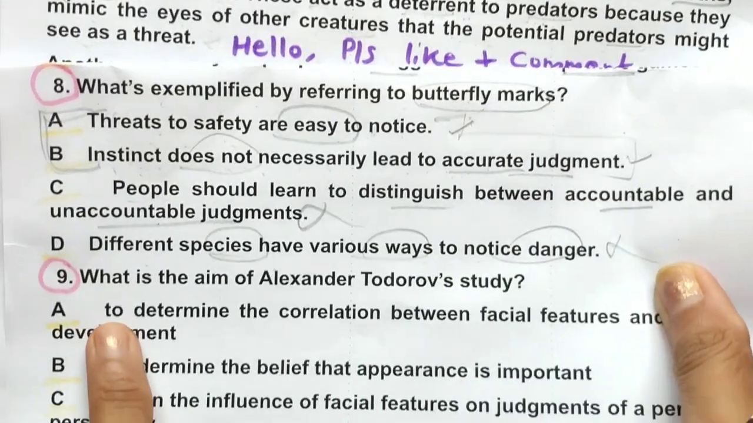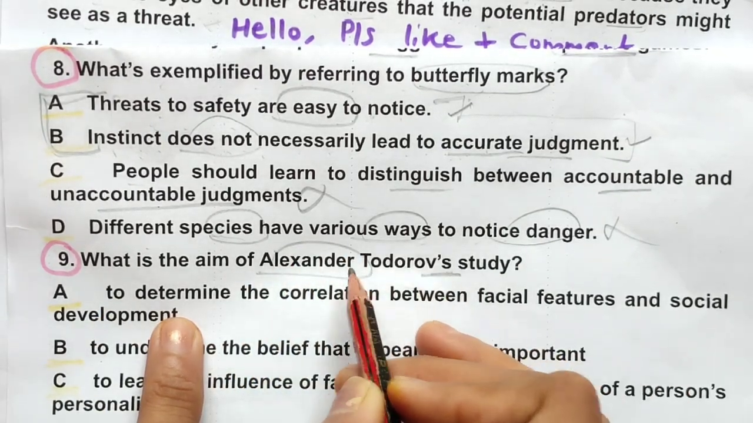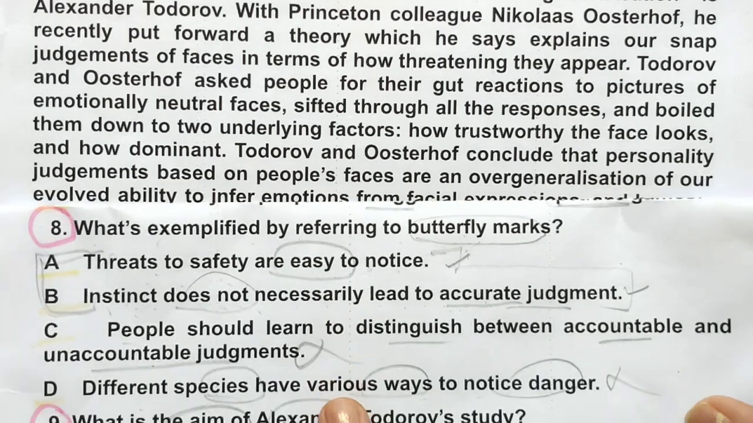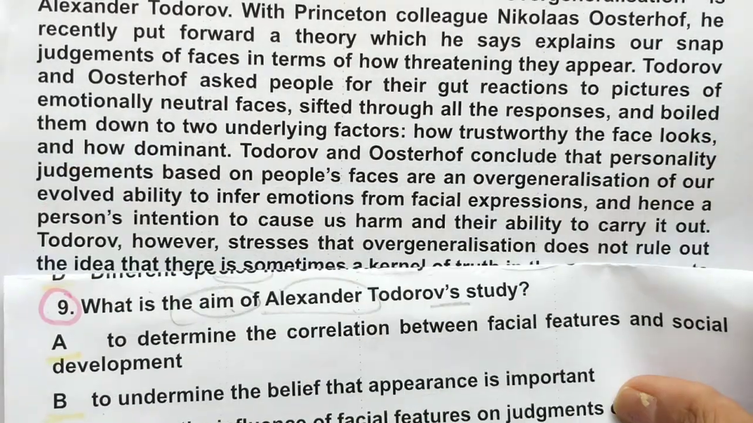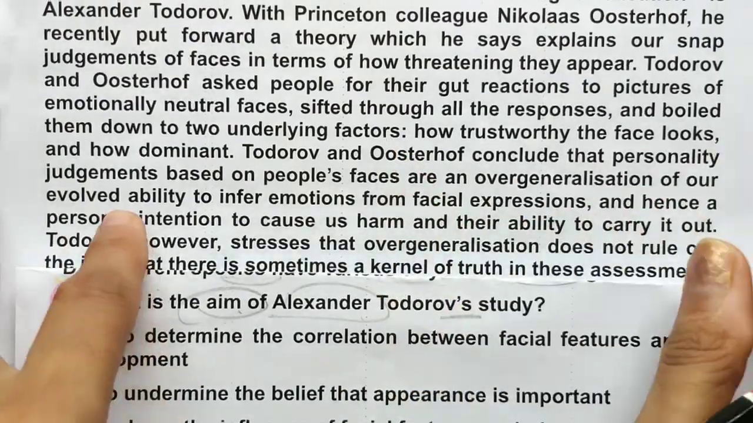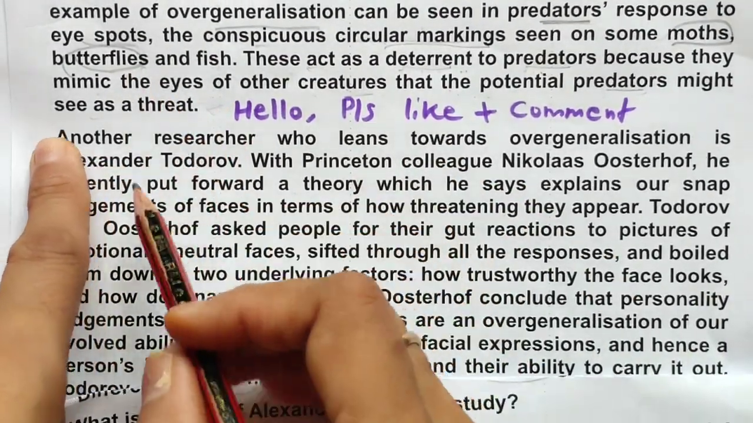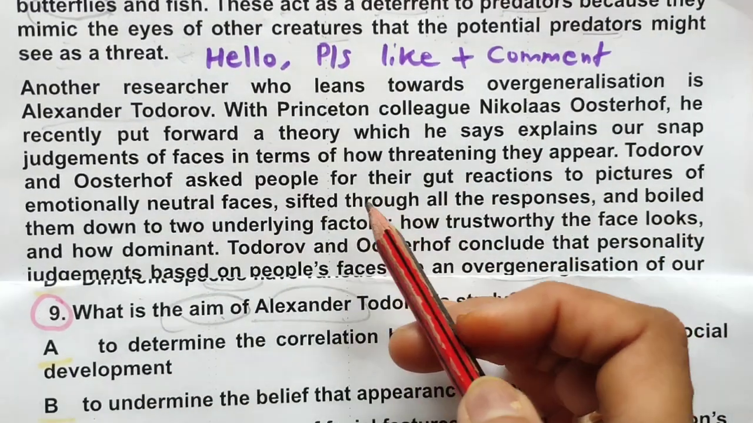Now ninth, what is the aim of Alexander Todorov's study? What was the aim of this person? Now we are looking for the aim of this person. Let me show you the exact location. So here, the next person is this. In this paragraph we have got butterflies. Now another person I can see over here. So we have to read this paragraph.